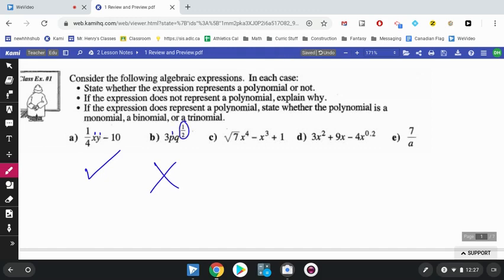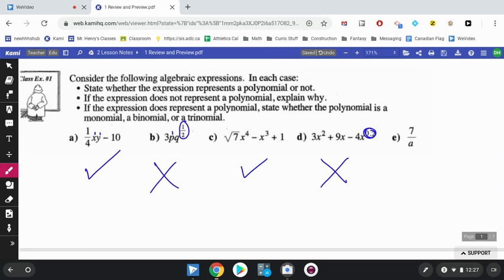The root of 7x to the 4 minus x to the 3 plus 1. Maybe I would think this is not a polynomial because of that square root 7. And maybe I think I can't have square roots or something like that. I can have decimals. I can have square roots. I can have anything out front or as a coefficient. What I'm looking at is the exponents. And exponent 4, exponent 3. That one's good. That one is a polynomial. D. 3x squared plus 9x minus 4x to the 0.2. Yeah, as soon as you have that decimal exponent, you're no good and you have to move on.